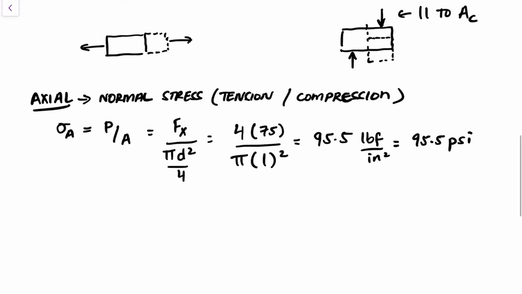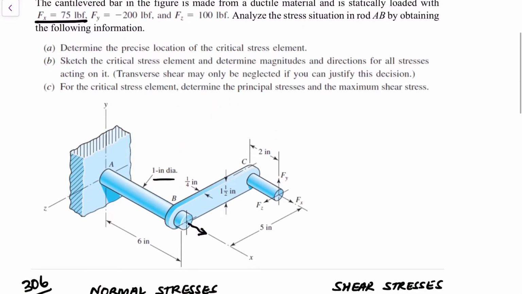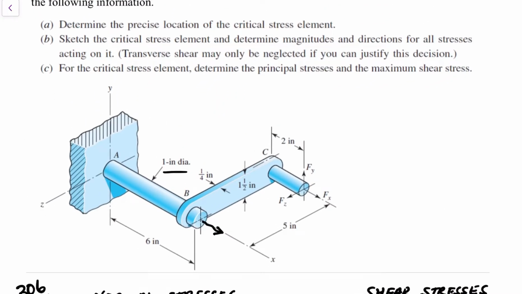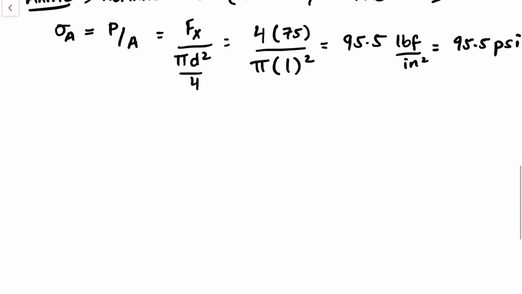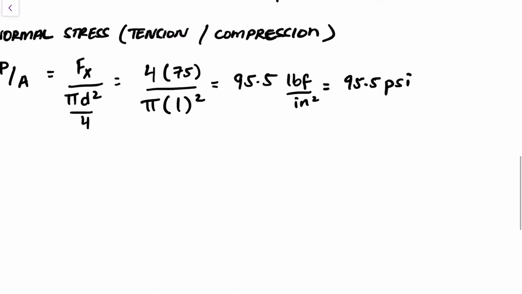And the other thing you need to do is figure out what the direction is. Is it positive or negative? So in this case, Fx is drawn to be in the positive x, and you can also tell from observation that Fx is going to stretch AB, which means it's in tension, which means it's a positive stress. So this is going to be positive 95.5 because it's in tension.